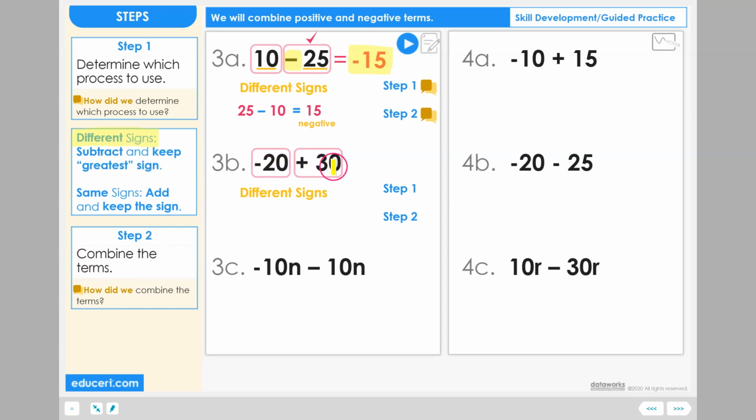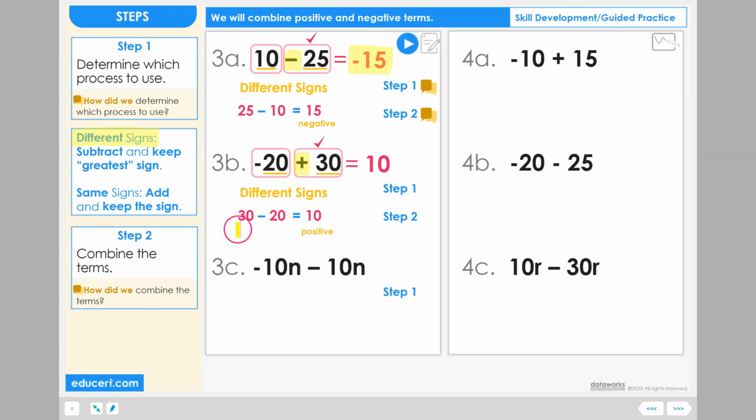The different signs process tells us to subtract and keep the greatest sign. Of these two values, 30 is the greater value, so we know that our final answer will be a positive number, and now we just need to subtract 20 from 30 to figure out the final value. 30 minus 20 equals 10, and we're going to keep it positive because 30 was bigger than 20, so the positive sign will go to the answer of the subtraction, meaning that negative 20 and positive 30 combine to a positive 10.